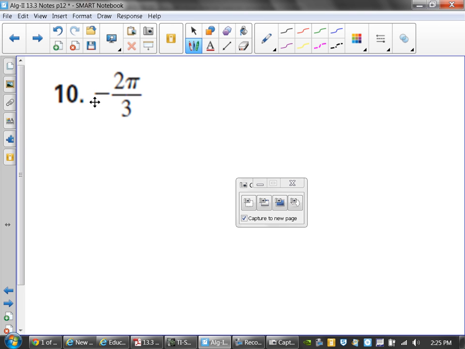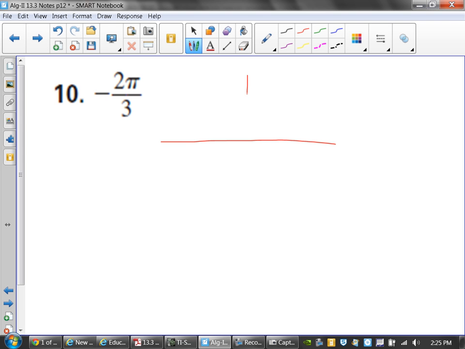Negative 2 pi over 3. If my radians are negative 2 pi over 3, again, I'm going the other direction. That's more than half, but not yet a whole. Everybody agree? Yeah. So I'm coming around. There's my negative 2 pi over 3. How much is left to get me to a pi? Pi over 3, and that's it. Your reference angle is pi over 3.